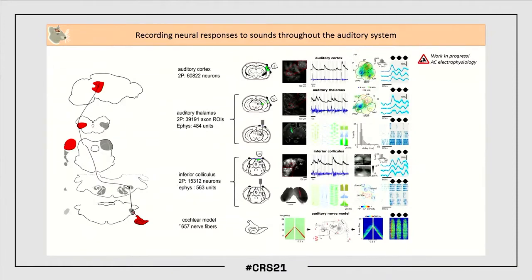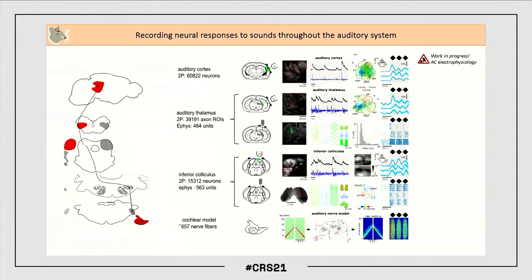Here is our data set as it stands today. We have a detailed biophysical model of the cochlear nerve, so I'm starting at the bottom of the screen here. Then moving up through the system, we have a mixture of deconvolved calcium signals and electrophysiology in the colliculus and the thalamus. And in the cortex, for the moment, we just have calcium signals. We're working hard on the electrophysiology.